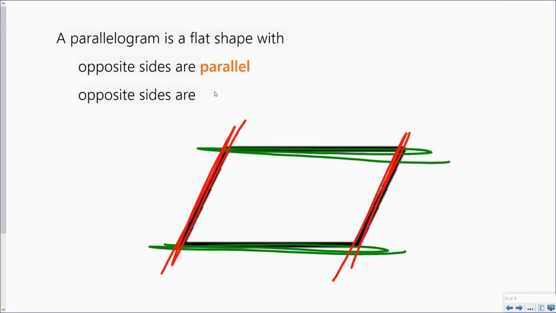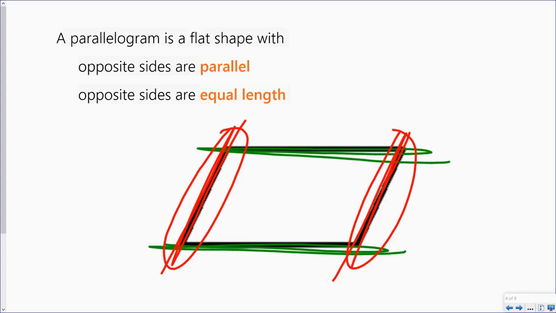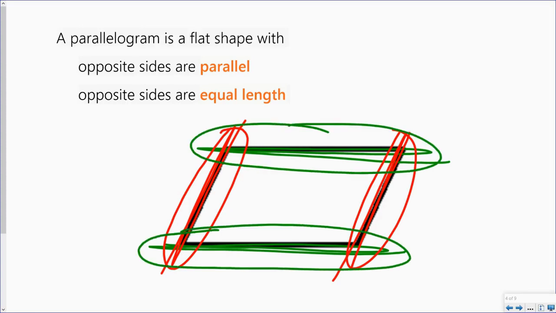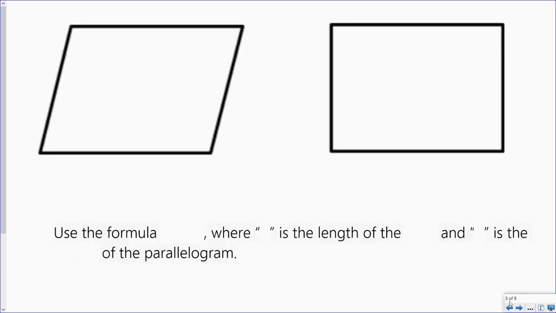The other thing is I know that opposite sides are equal length. So this side here is the same length as this side here. And then when I look at the other two, I know that this side here is the same length as this side here. So let's compare parallelograms and rectangles and squares.